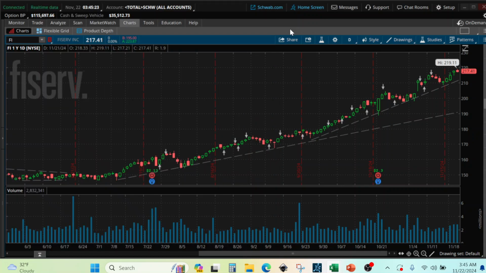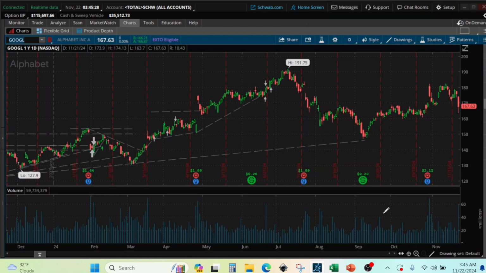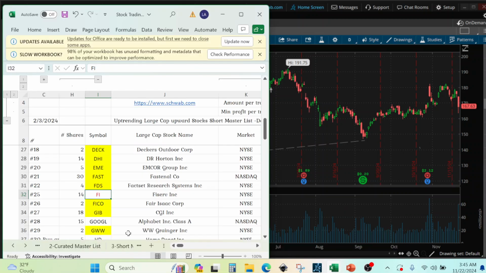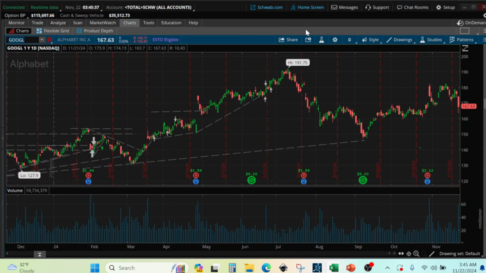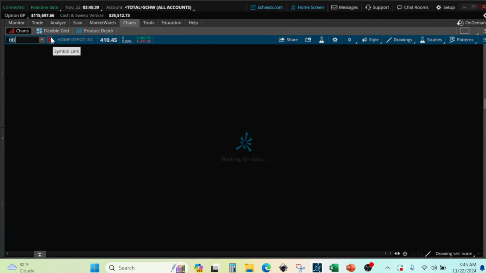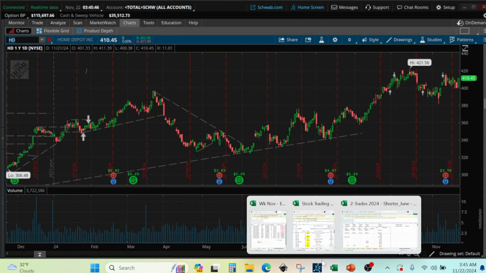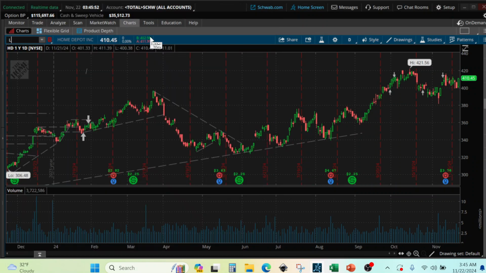The next one is Google. Google is not going up yet. So the next one is HD. So the HD, we have the first green bar already. We are moving on. We are not buying it on the second green bar. We want to buy on the first green bar.